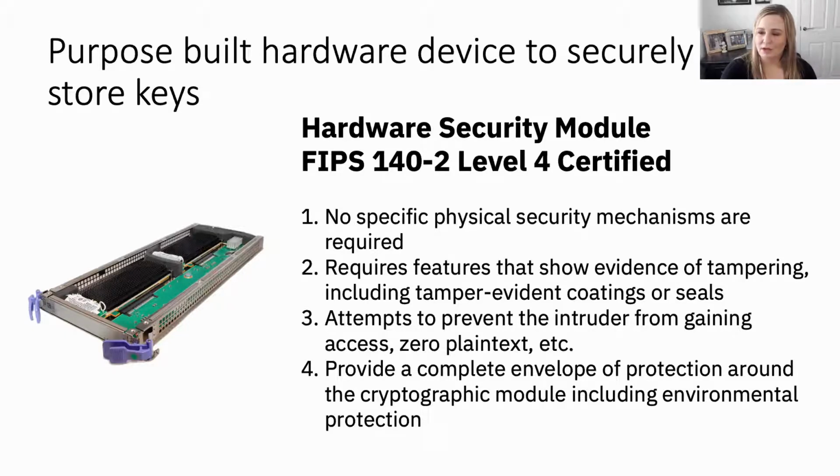You have to have a way to show that something's been tampered with. So maybe it's coatings, maybe it's sealed, but we want to know if somebody tries to mess with this HSM. We also need to be able to prevent an intruder from gaining access. We also need to have a way to provide a complete envelope of protection around the cryptographic module, including environmental protection.